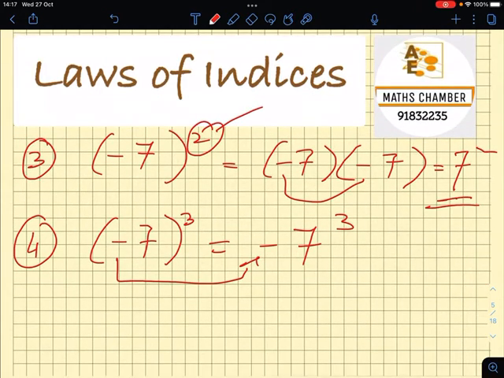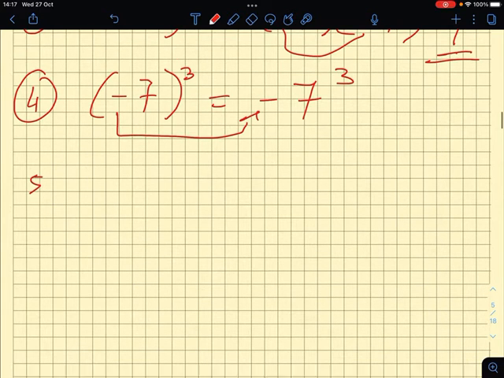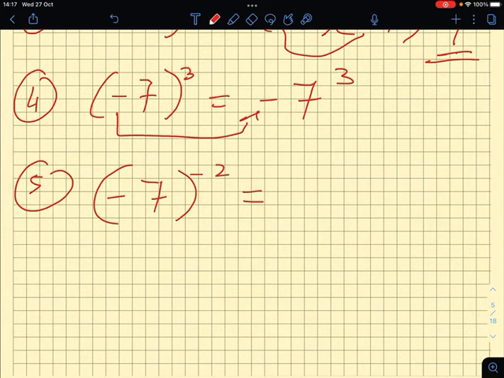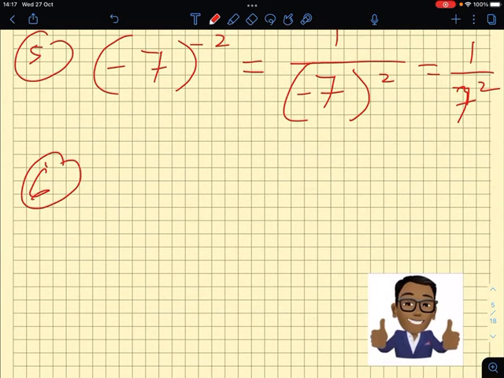Okay, and alright, number 5, we have negative 7, then we have negative 2. So what we do is 1 over negative 7 to the power of positive 2, equal to 1 over 7 squared. Simple, right? Number 6 is what happens if there's no bracket. There's no bracket, so I put negative 2 here. It will be 1 over negative 7 squared. The negative stays.